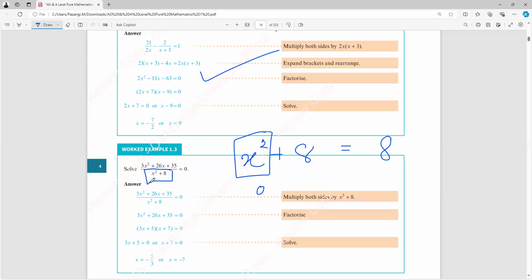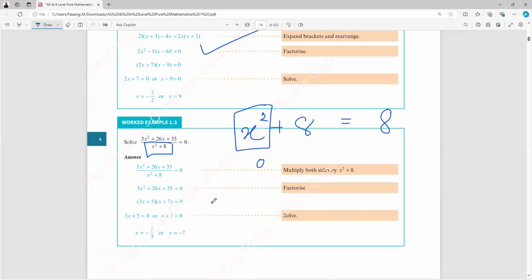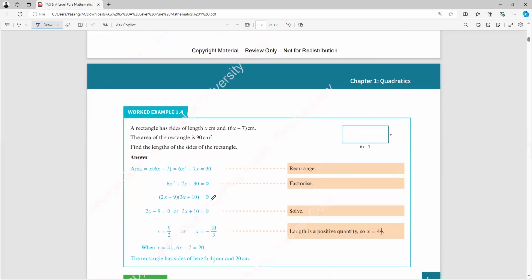Because of that, we can multiply both the left hand side and the right hand side by this x squared plus 8, and then we can factorize as we already did, equate both factors to 0, and find the solutions. That's the method that we have. Okay. Now we have statement questions.